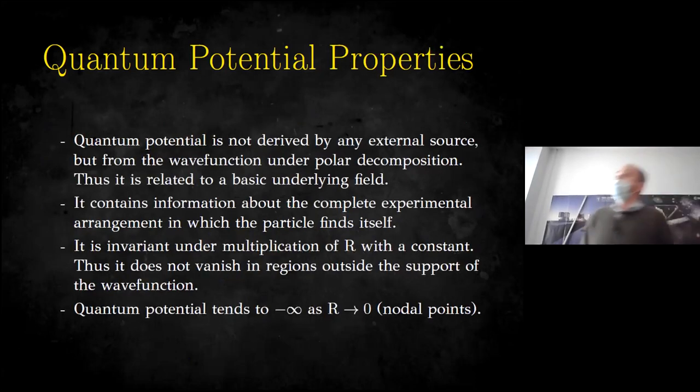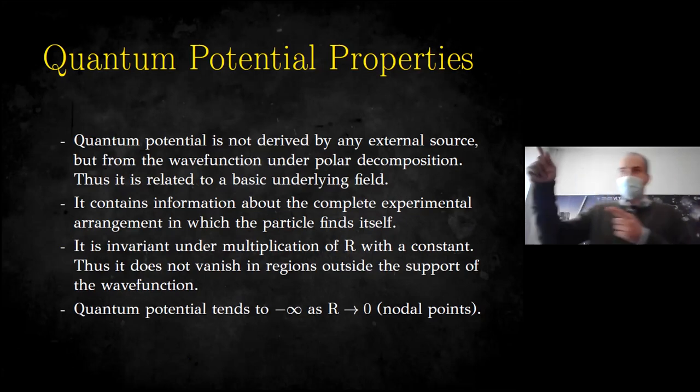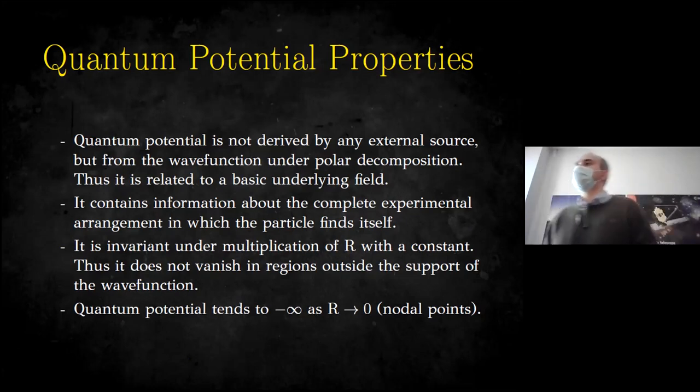Okay. Now the quantum potential has some strange properties, according to David Bohm and Basil Hiley, who were the fathers of this theory. The quantum potential is not derived from any external source, but only from the wave function under polar decomposition. Thus, it is related to a basic underlying field. So this is something new and an exotic feature. It contains information about the complete experimental arrangement in which the particle finds itself. And it is invariant under multiplication of R, the magnitude, by a constant, since we find it both in the numerator and the denominator of the definition of the quantum potential. Thus, it does not vanish in regions outside the support of the wave function.